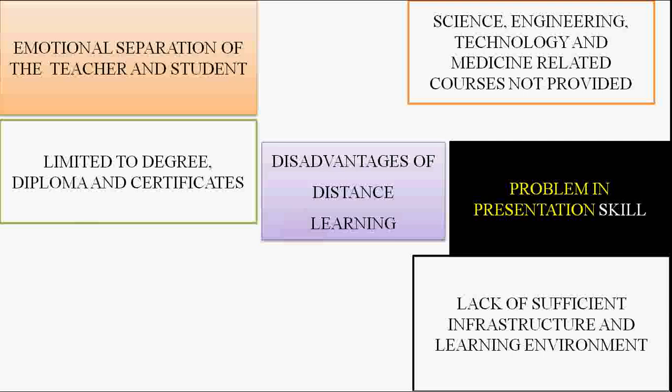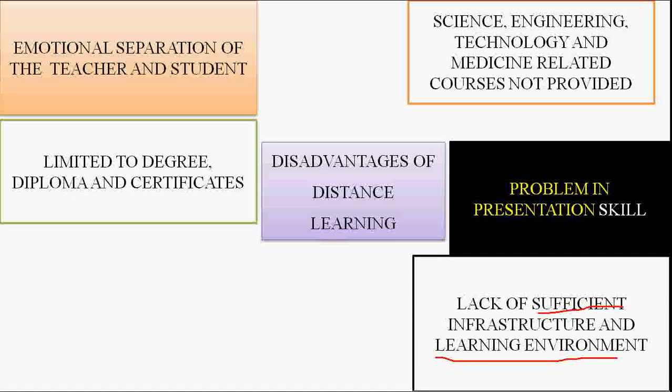Next, that is lack of sufficient infrastructure and learning environment. Distance education will not provide you sufficient infrastructure, therefore science, technology and medicine courses are not there. You will not get a learning environment there because it is distance mode. If there is a distance, how can you have the learning environment? Facilities are not there because it is not a formal classroom. Formal classroom not there means why should someone invest money in making buildings, because you do not need to come to the educational institution.